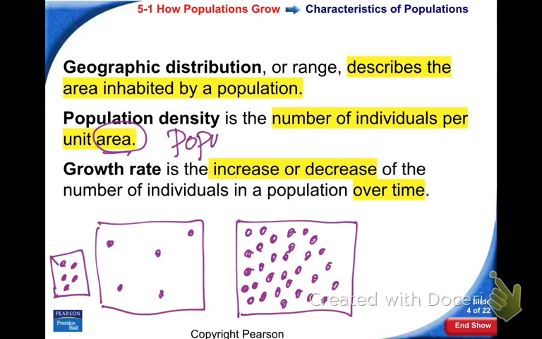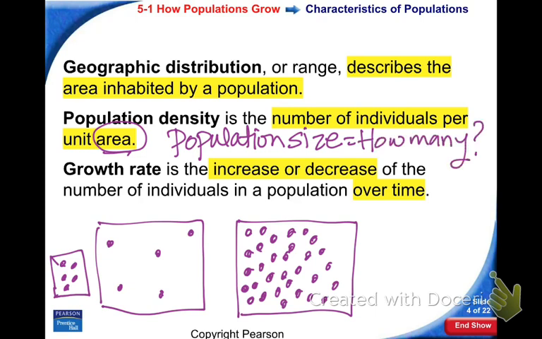Population number or population size is just the how many. Density is how many per unit of area. So there's 2 different things, the difference between population size and population density. And then growth rate. Okay, so density can change. You can have the same population size, but if you decrease the size of the habitat and you don't change the population size, you can actually increase the density.